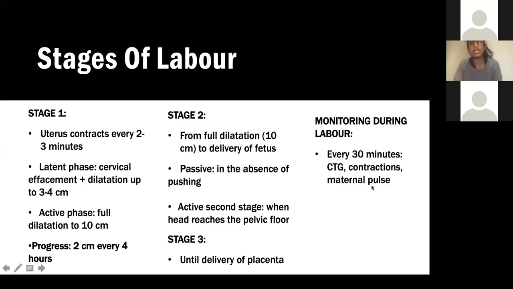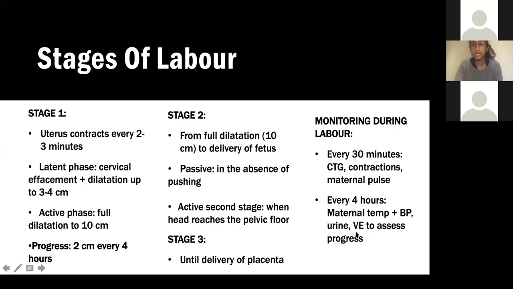And monitoring during labor: every 30 minutes, if it's intermittent, you will do CTG, monitor contractions, and monitor maternal pulse. And every 4 hours, you check things like maternal temperature, blood pressure, and urine. You do a VE as well, a vaginal examination, to assess progress. And you can basically have a partogram which has all of these observations, so you can monitor it over time.